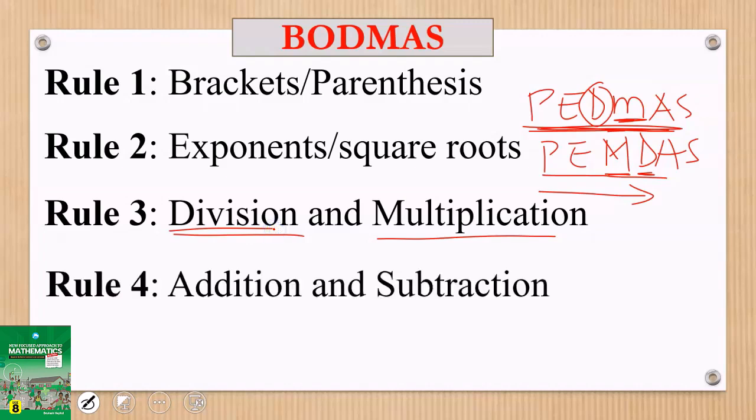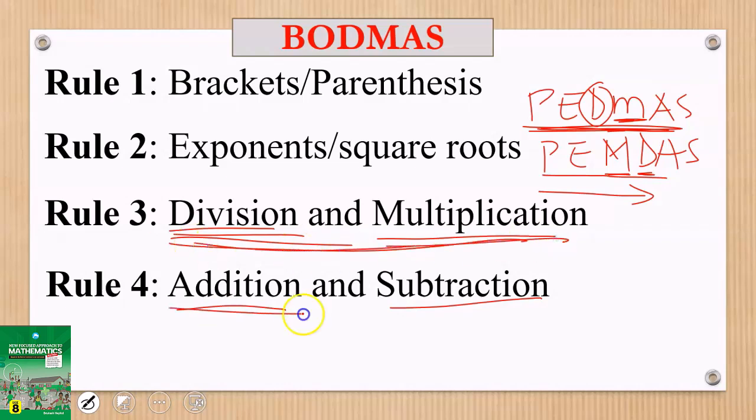Then finally, we go to addition and subtraction. So where we have multiple operations, this is the order in which we do them. We must always prioritize division and multiplication before we think of addition and subtraction. All right. So we'll take examples and then we'll see how we can use these rules.